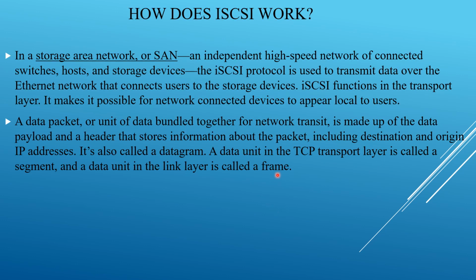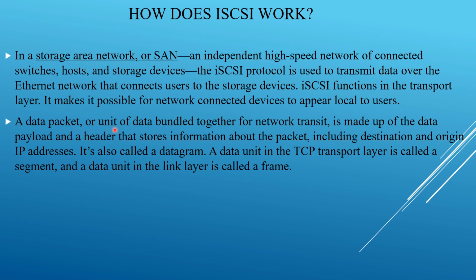Now we will see how iSCSI works. In a storage area network, an independent high-speed network of connected switches, hosts, and storage devices, the iSCSI protocol is used to transmit data over the Ethernet network that connects users to a storage device. iSCSI functions as a transport layer. It makes it possible for a network connected device to appear local to the user.